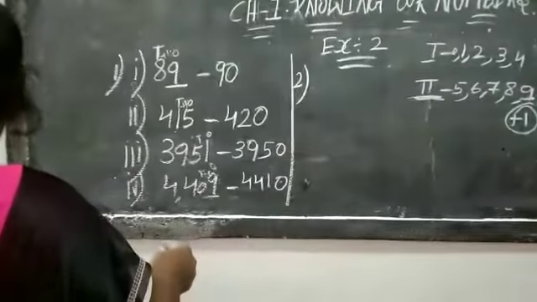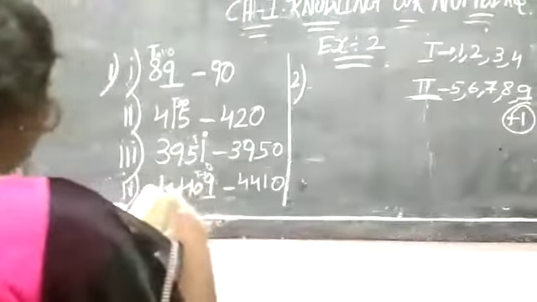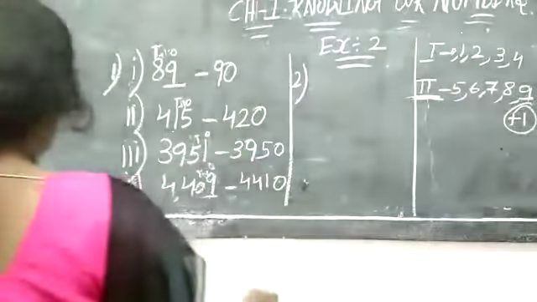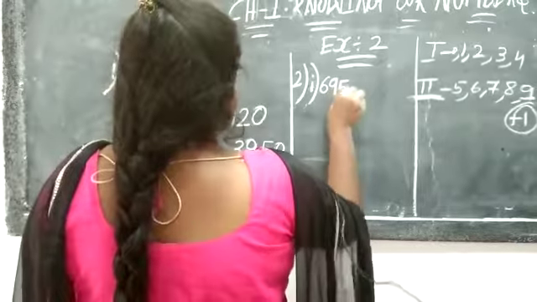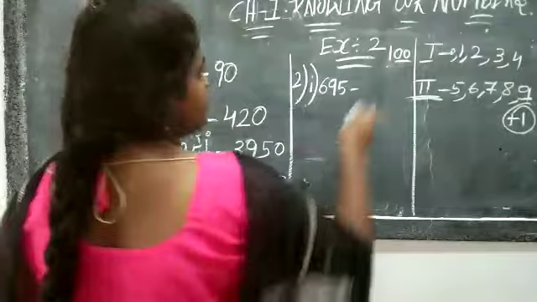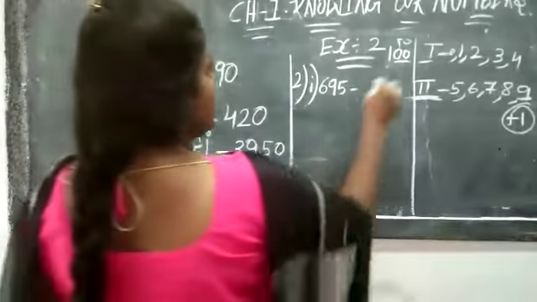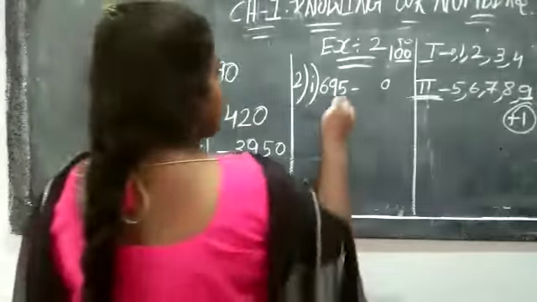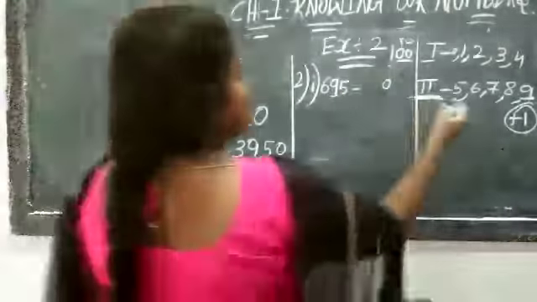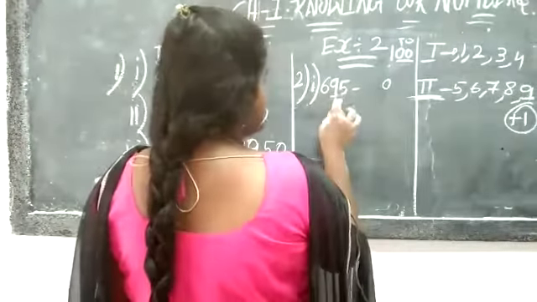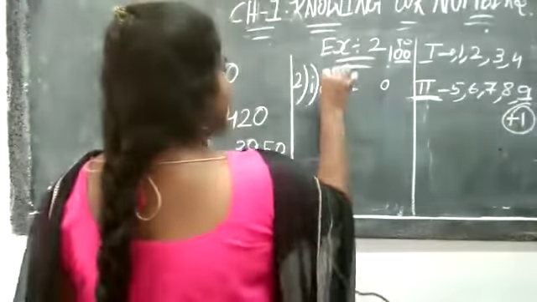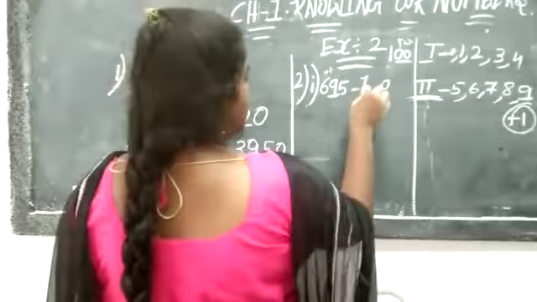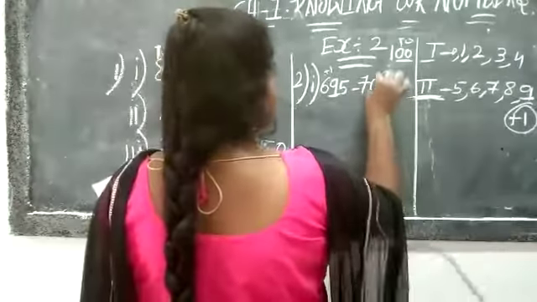The second bit is rounding off the following numbers to the nearest hundreds. Now here you need to do nearest hundreds. In that, the first one is 695. Now nearest 100 means the ones place and tens place should be 0. Now you put 0 in the ones place and check the tens place. What is the number in the tens place? 9. 9 means you need to add 1 to your hundreds place. Now 6 plus 1 is how much? 7, and your tens place will be 0.